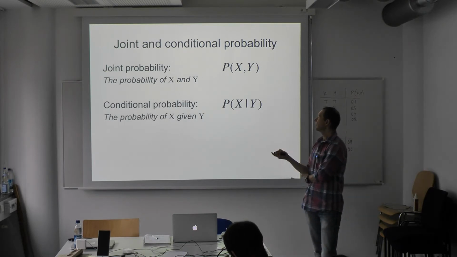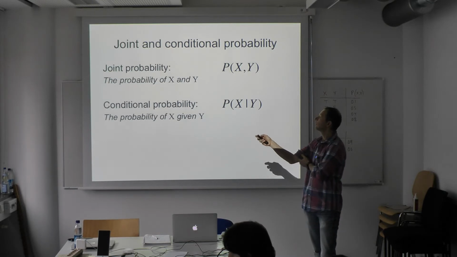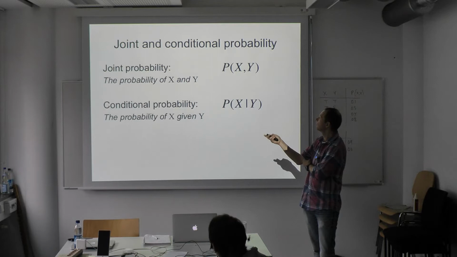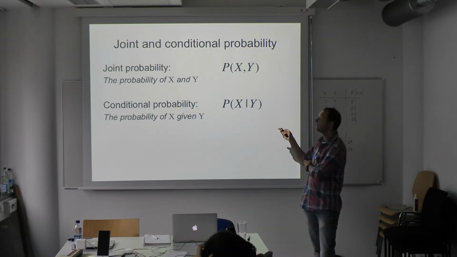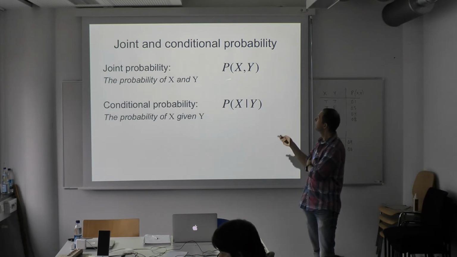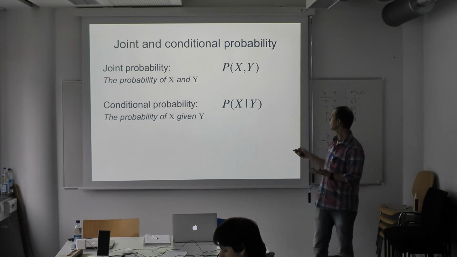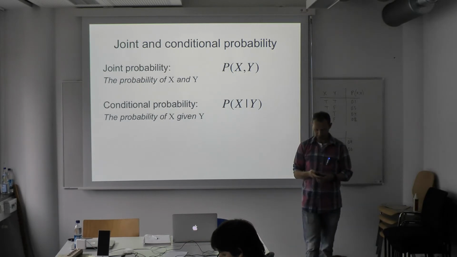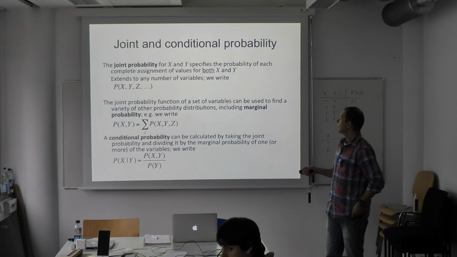So we need to talk a little bit about probability. These are basic things, so I'm hoping that you would already have seen them. So we have joint probability, which is the probability of x and y, which we write like this. We have conditional probability, such as the probability of x given y. Okay, so we know something about y, and we'd like to understand x in light of that information.